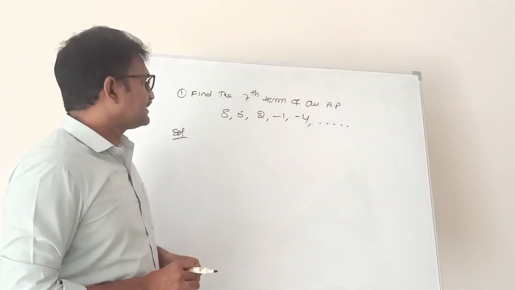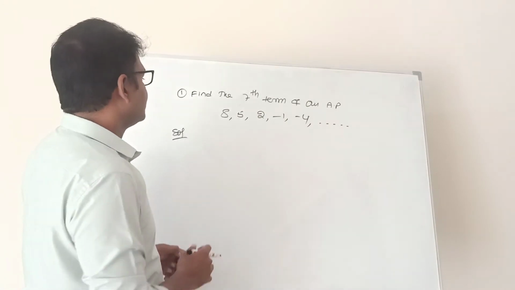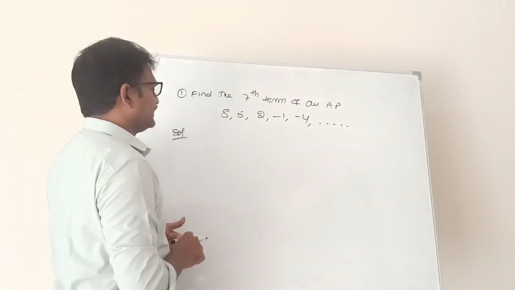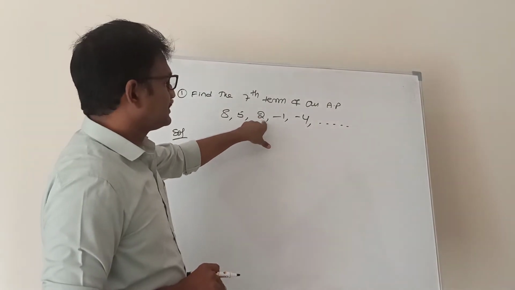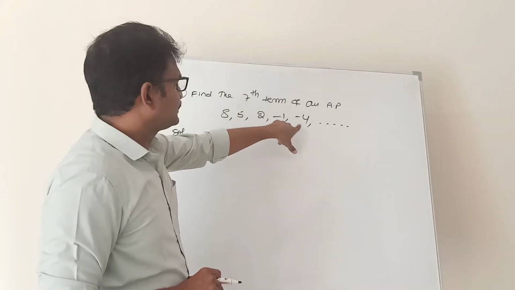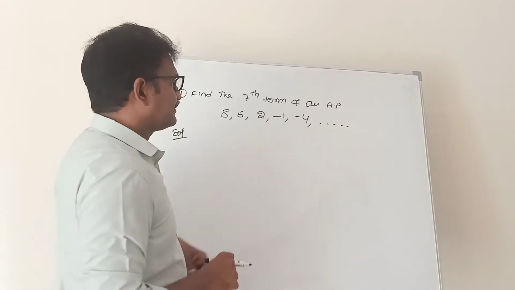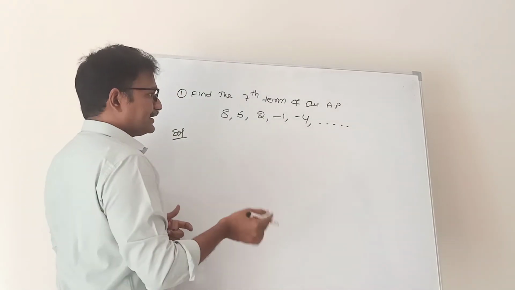First problem, find the seventh term of an AP. See, this is 8. 8 is the first term, 5 is the second term, 2 is the third term, minus 1 is the fourth term, minus 4 is the fifth term. Then what is the seventh term?